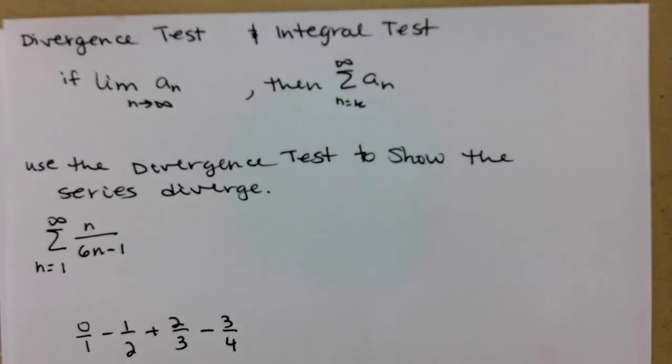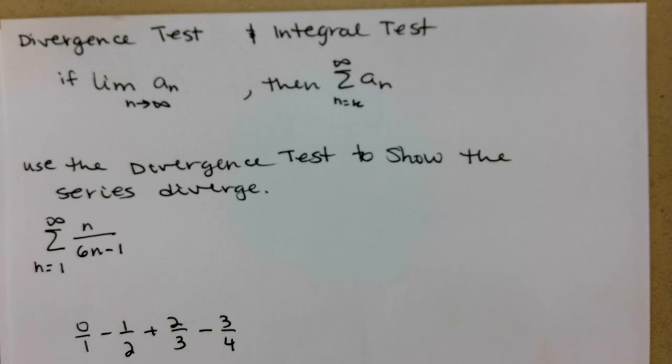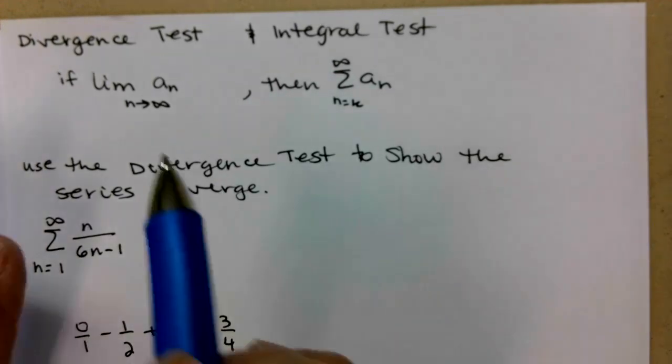So for this video, I'm going to show you two tests you can use on infinite series. The first one is the divergence test, and this is very handy to know because if you run this and it works, then you can just stop and it's super easy to run. So here's how it works.